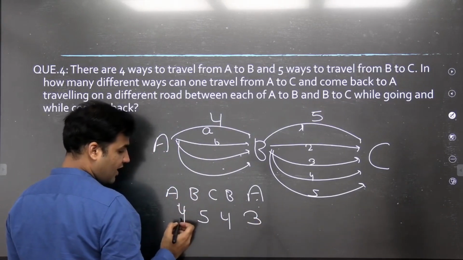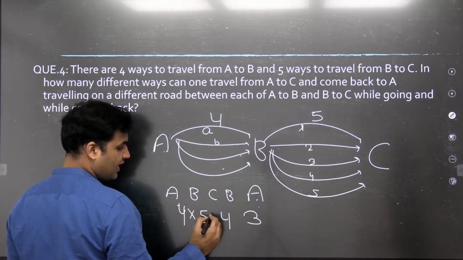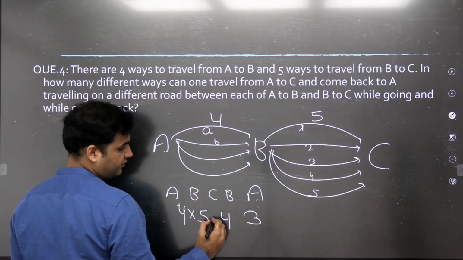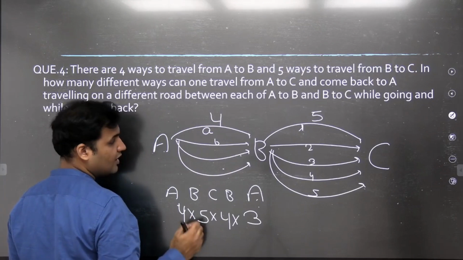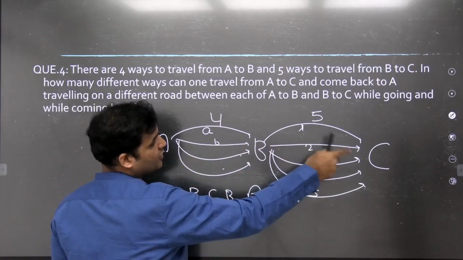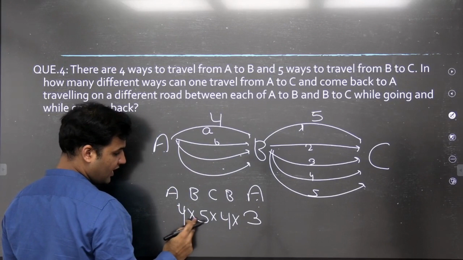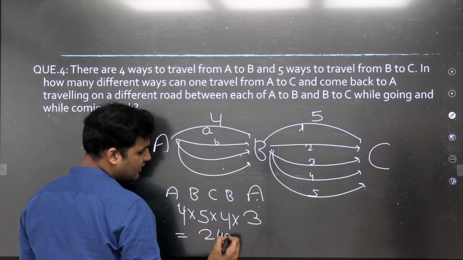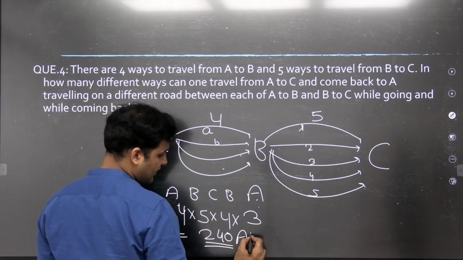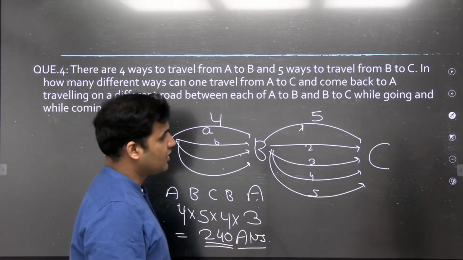So A to B I have 4 ways, B to C I have 5 ways, right? C to B I have 4 ways and B to A I have 3 ways. So total number of ways from going from A to B, B to C, and then while coming back to A, it would be 5 into 4 20, 20 into 4 80, 80 into 3 240, and this is the answer of the question. Is it clear, guys? This is the basic concept, right?